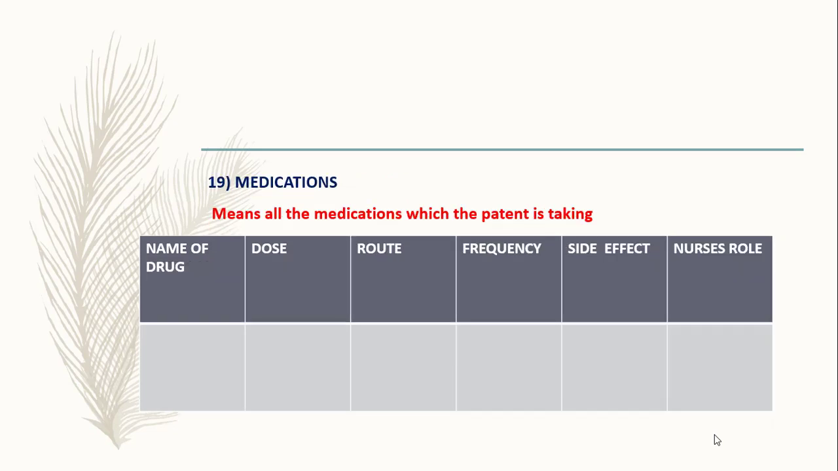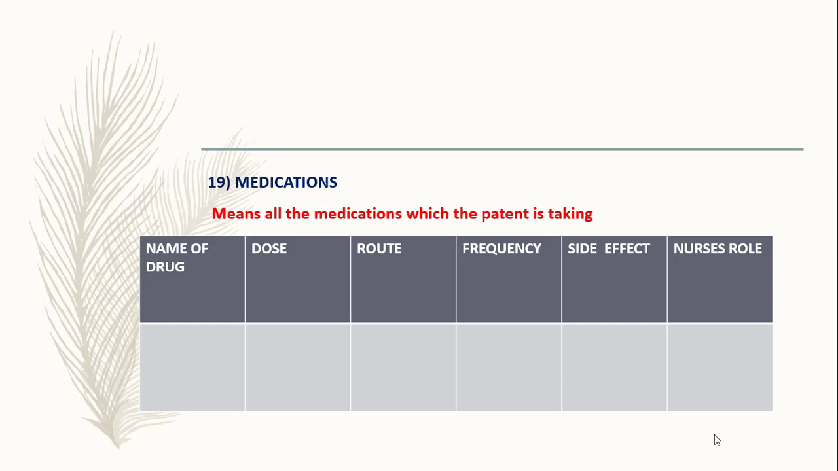Next heading is medication. Under the medication heading, you have to write all the medication which the patient is taking. You have to make the columns again like this. You can see in the slide: name of the drug, dose of the drug, route of the drug, frequency of the drug, side effect, and nurse's role.